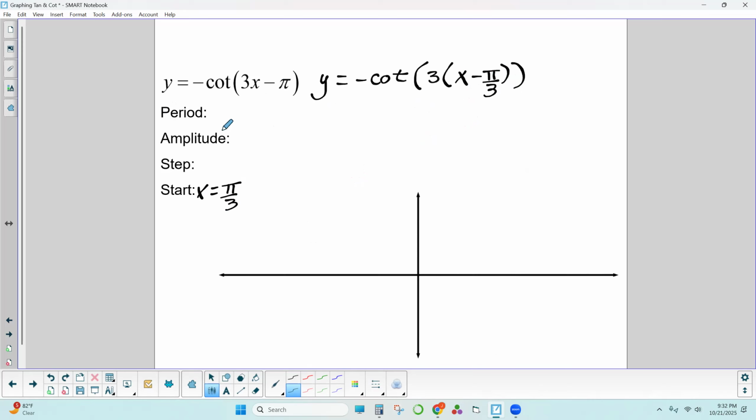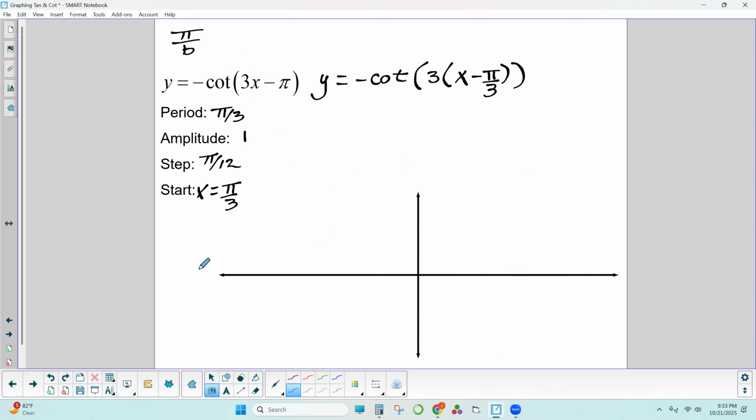Now let's go back up to the period. So the period of cotangent is pi, but remember it's pi over b. Well, b is 3. So our period is pi over 3. Now we divide that by 4, and we get pi over 12, and that's our step. Okay, amplitude is 1. Look in front of cotangent here. A is 1. And now we're good.